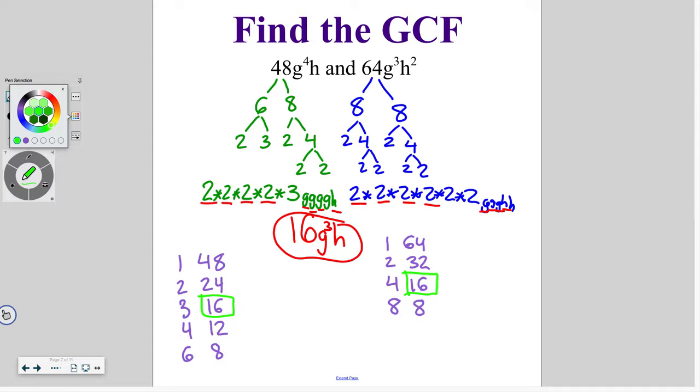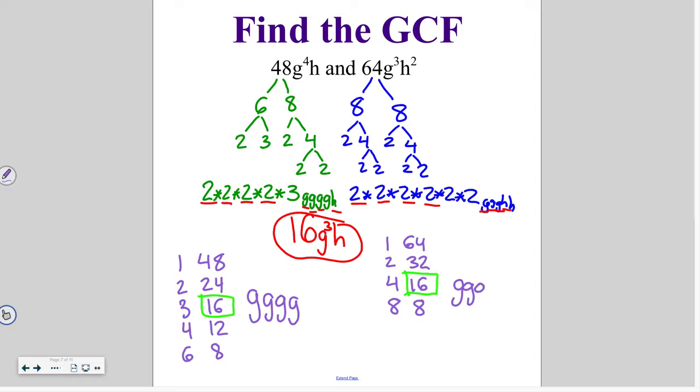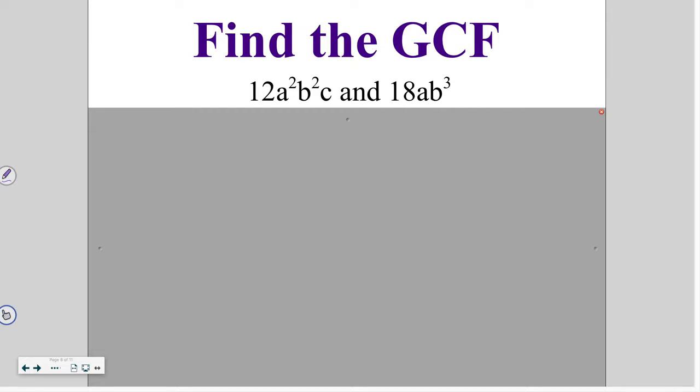Again, then we look at our variables. We had 4 g's over here and 3 g's over here, 1 h and 2 h's. Again, we're looking for what they have in common. We can at most have 3 g's because there's 3 g's in the second one. There's 4 in the first, but in common they have 3. 2 h's in the second, 1 in the first, so in common they have 1. So either way you want to figure out that answer, our final answer for the greatest common factor is 16g to the third h. Go ahead and try this one on your own.